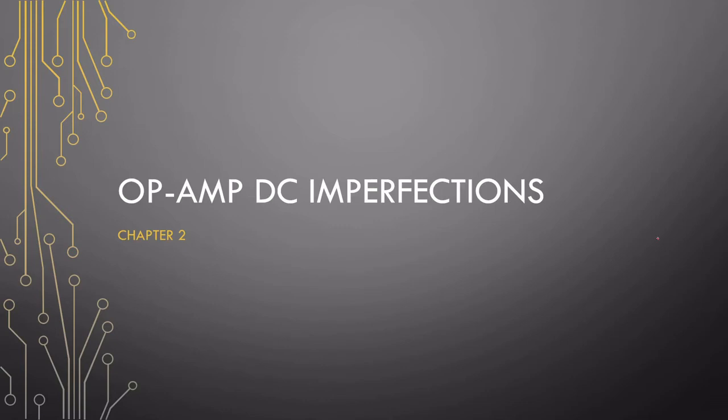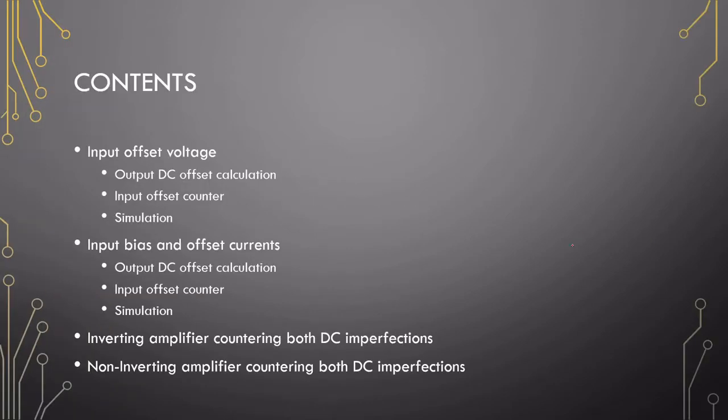Welcome to a video on op-amp DC imperfections. In this video we will have a look at the DC imperfections, more specifically the input offset voltage and the input bias and offset currents. In each of these we will look at how to calculate the DC offset that will be imposed on a non-ideal circuit and how to counter these effects.